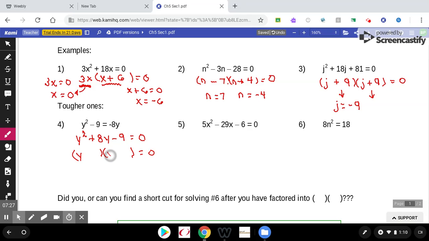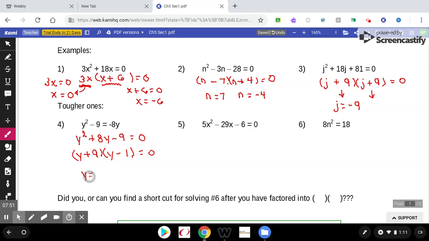Well, y squared's got to be y and y. So everybody wants to go 3 and 3 for 9, but that's not going to add up to an 8 in the middle. So how about 9 times 1? That would be 9. And if I went with a positive 9 and a negative 1, if I add those together, you're going to get positive 8, and you will. So again, remember, outside, inside for checking purposes. I'm not going to write it out here, but it's never a bad idea.